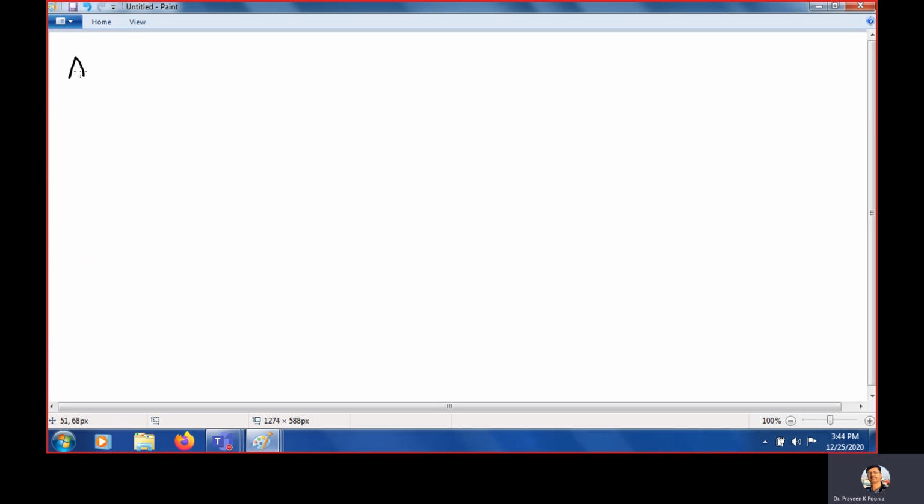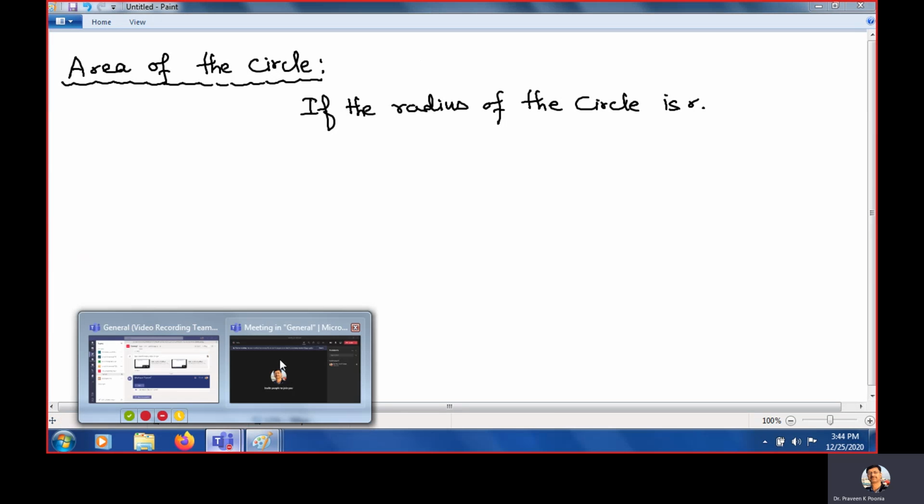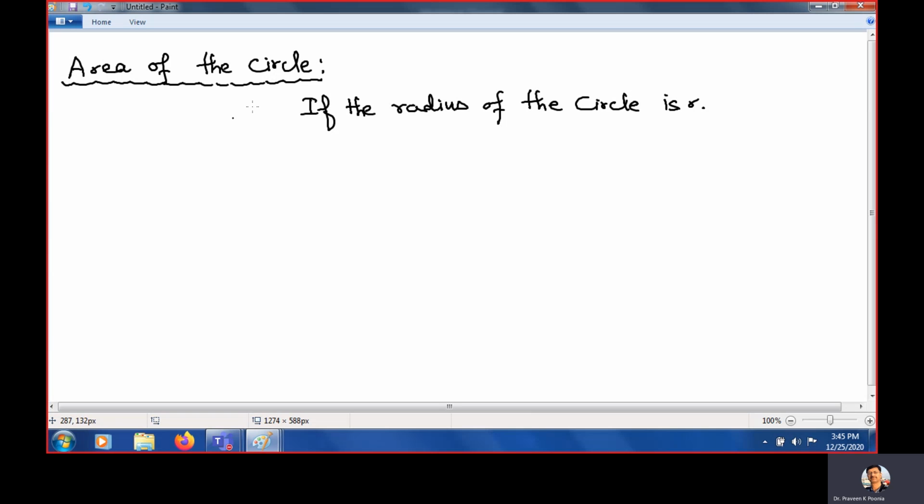This is the area of the circle. If the radius of the circle is r, then the area, denoted by capital A, is equal to pi r power 2, the radius squared. And here you need to remember the value of pi. Either we use 22/7 or we use 3.14. Remember, pi is an irrational number. Okay, this is the area of the circle.